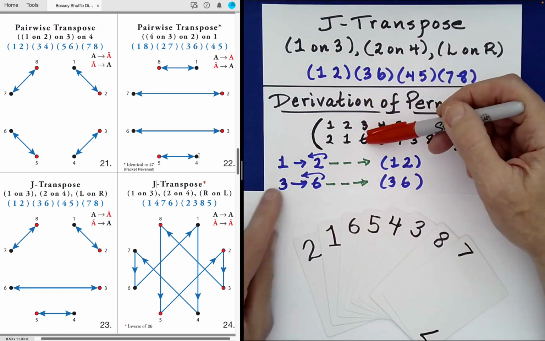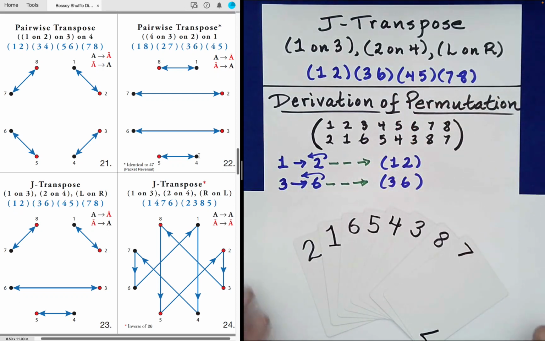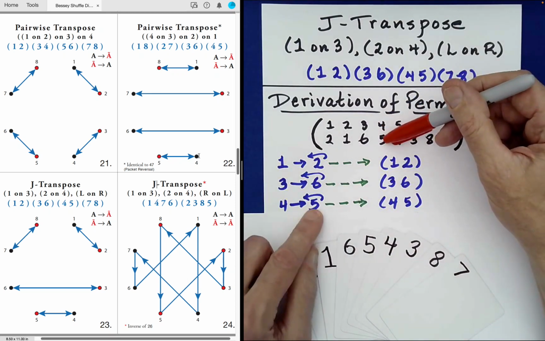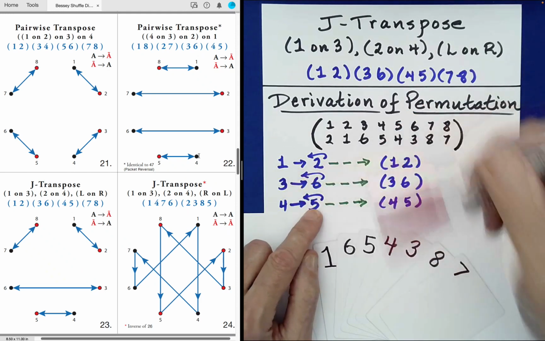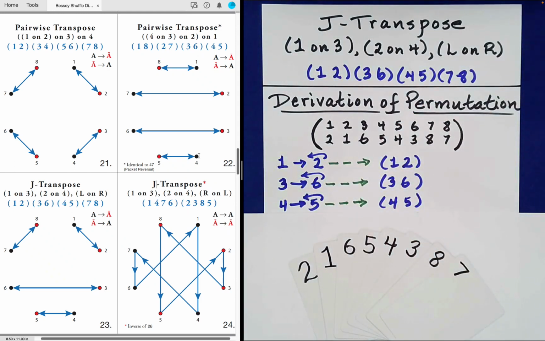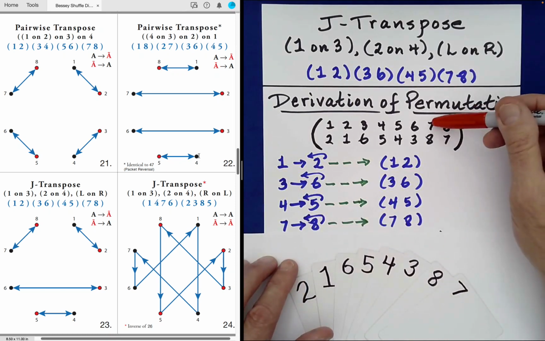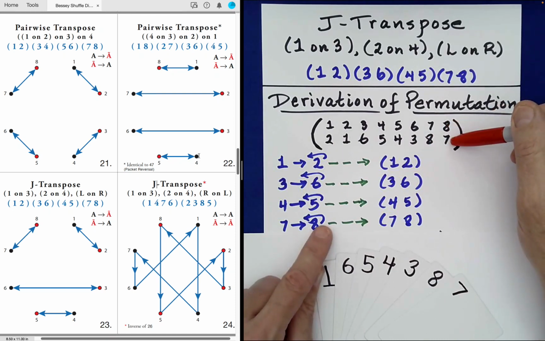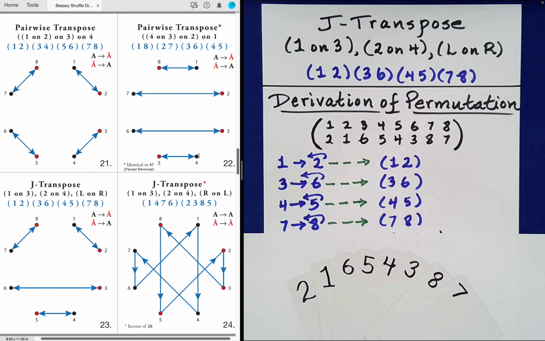3 goes to 6, and 6 returns to 3. So we get a second transposition. 4 goes to 5, so I have an arrow from 4 to 5. And then 5 goes to 4, so it cycles back around, completing that 2 cycle, which is also called a transposition. Finally, 7 goes to 8, so I have an arrow from 7 to 8, and then 8 goes to 7, so it wraps around. So that completes our fourth 2 cycle, or in other words, our fourth transposition.